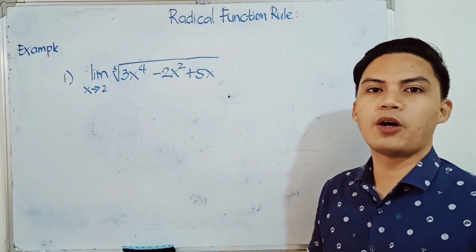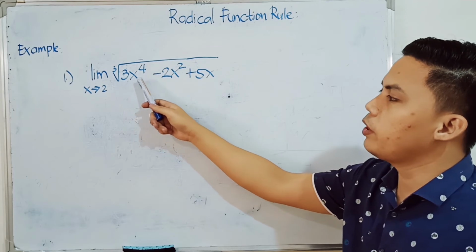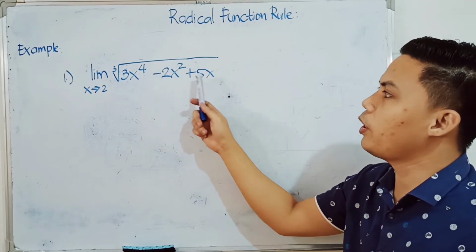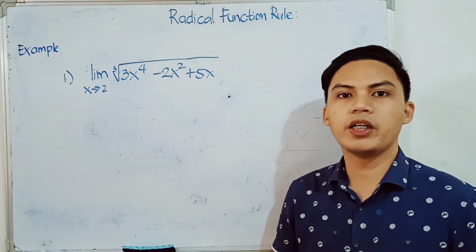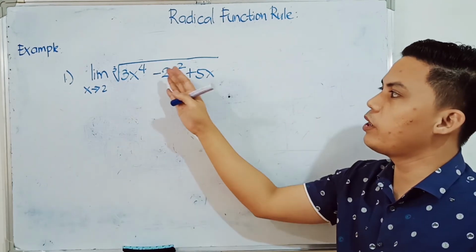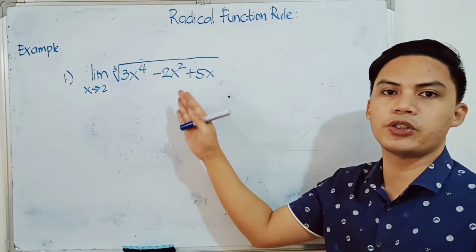So we have now our example. The limit of the cube root of 3x raised to 4 minus 2x squared plus 5x as x approaches 2. So gaya pa rin ang ginawa natin pag marami ng terms yung binigay, all we need to do is to get the limit of each term.